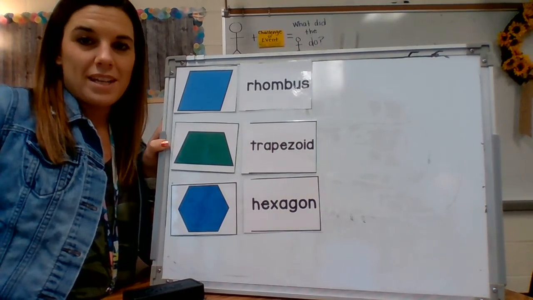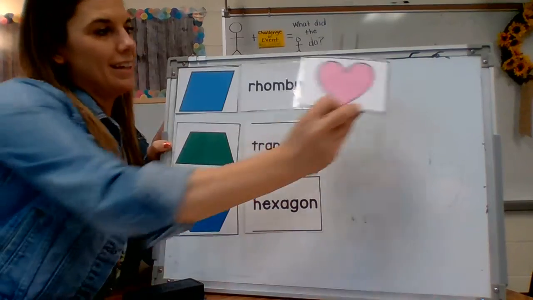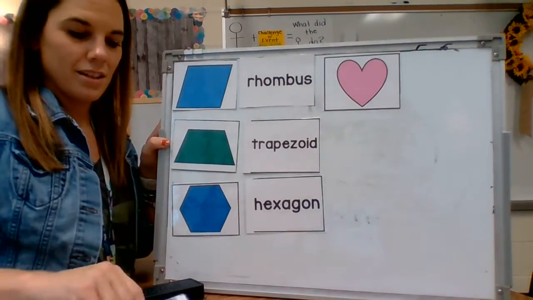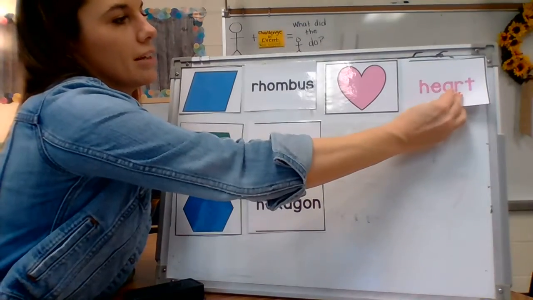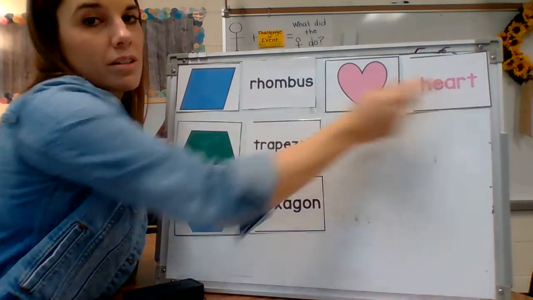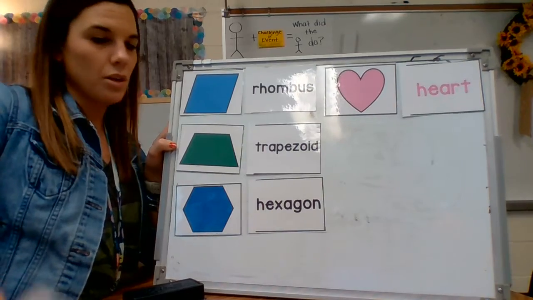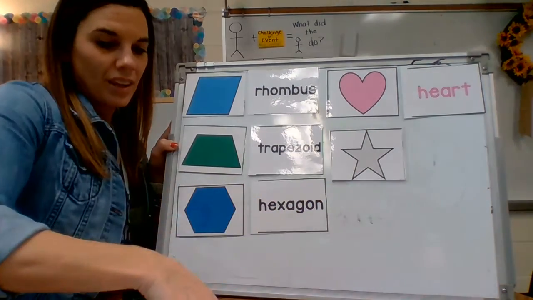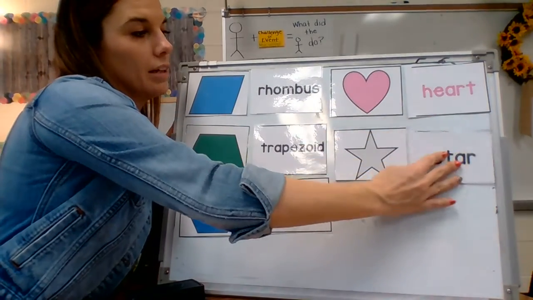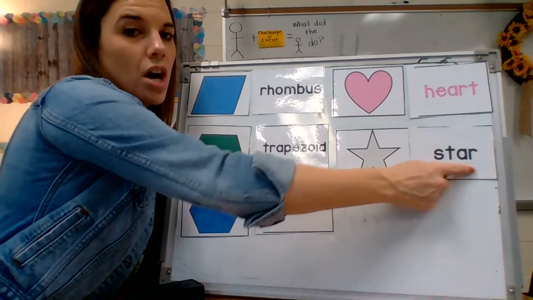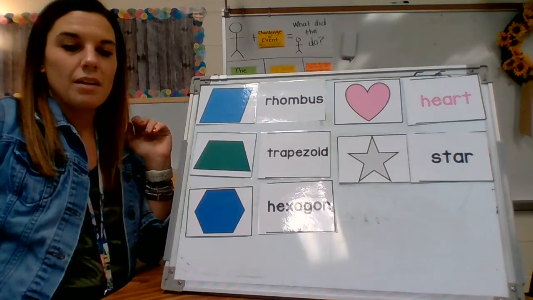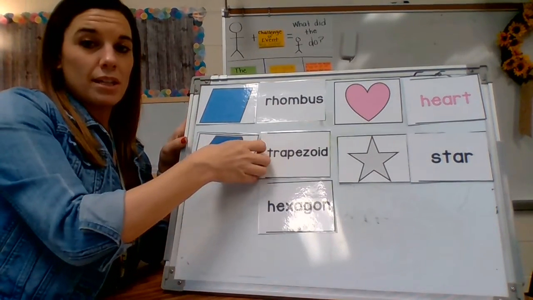What about this? It's a heart. I wanted to use that one because it's Valentine's. Heart. Ready? Let's read it. Heart. Very good. Let's do one more. It's a star. And let's find the word and let's read it together. Star. Star. Okay, so these are your basic shapes, basic 2D shapes.